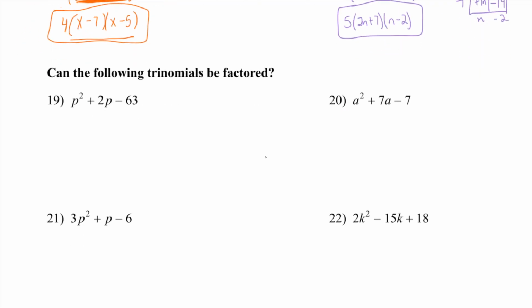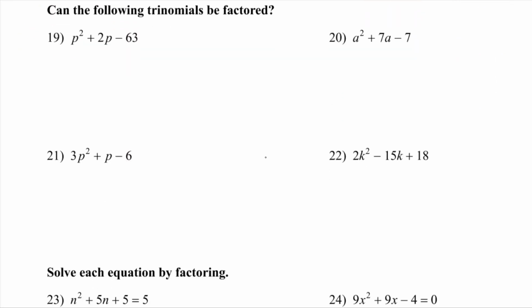All right. 19, 20, 21, and 22 ask, can the following trinomials be factored? So what we should do to figure out if they can be factored is try to factor them. And if it's possible to factor them, then we'd say yes. If it's not possible, we'd say no.